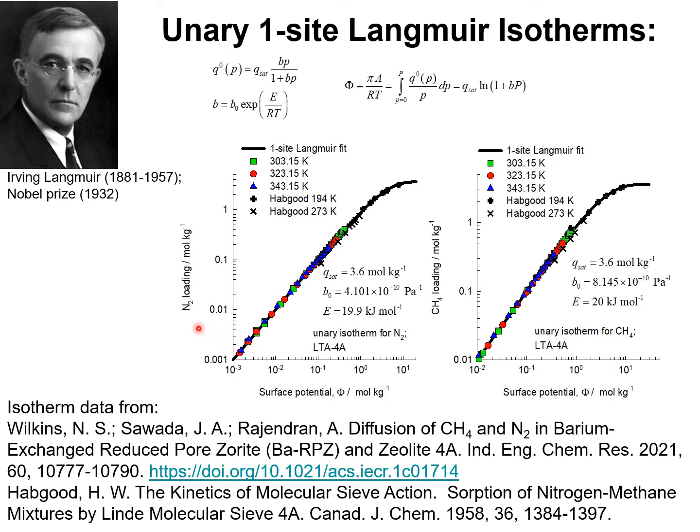The unary isotherms for nitrogen and methane at various temperatures fall on a single line when plotted against the surface potential, and the surface potential serves as a proxy for the spreading pressure pi, which is determined from the unary isotherm data. For background on the spreading pressure concept, see my video presentation on my YouTube channel.